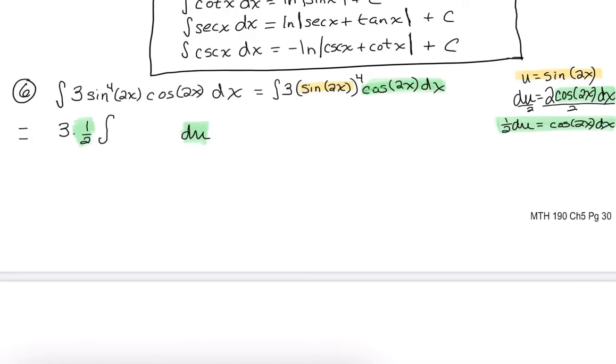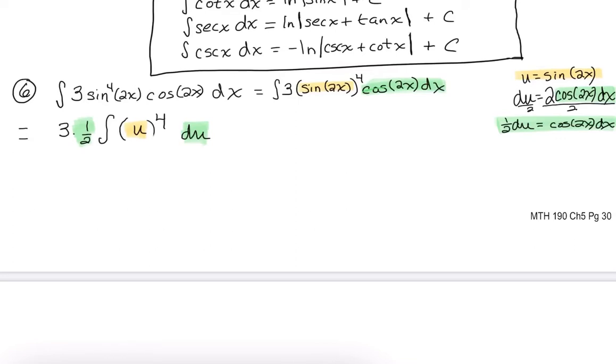And now what we have is that sine of 2x got replaced with our u, and that u is just to the fourth power. So that's what replaced it there. So we have our u to the fourth. All right, so this looks promising because this is now something that we know how to take the antiderivative of, or we know how to integrate.